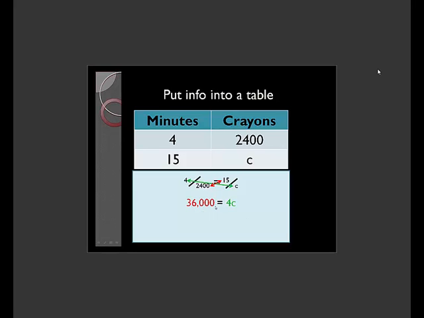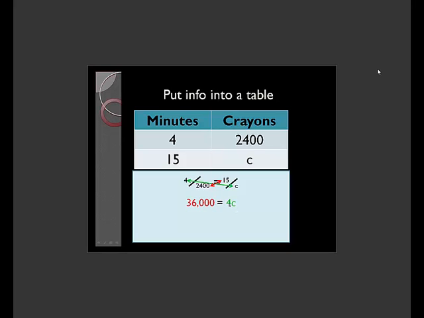Again, how did I get this 36,000? I multiplied 2,400 times 15. And the 4c is 4 times c, and they're set equal to each other because the cross products are equal to each other in a proportion. Now, I want to get c all by itself on this right side of the equal sign, because if I do, whatever is on the right side will be the amount of crayons that Crayola can produce in 15 minutes.